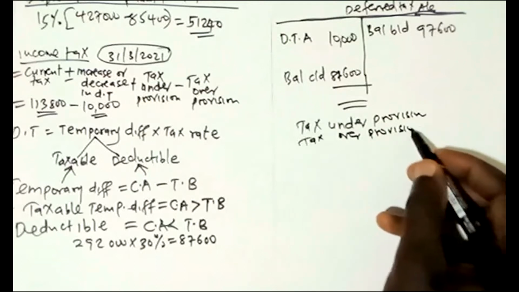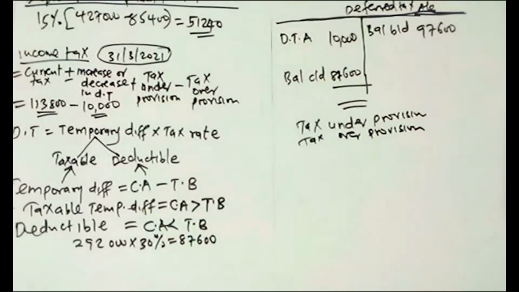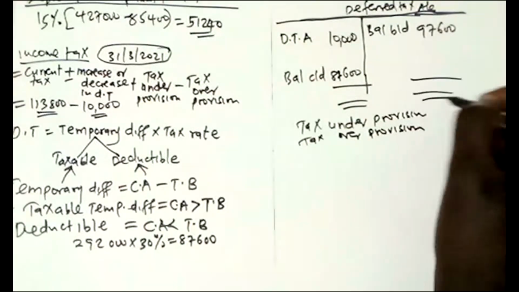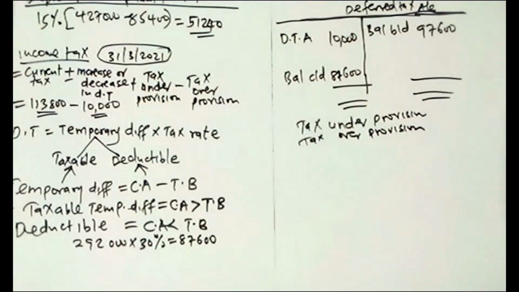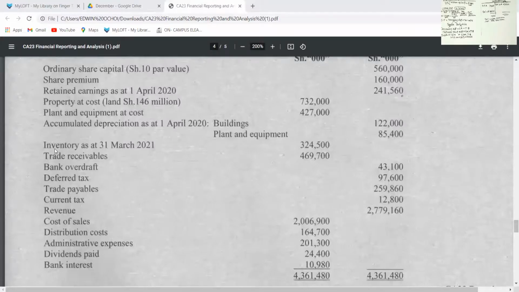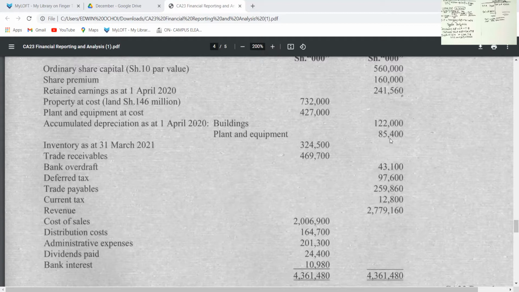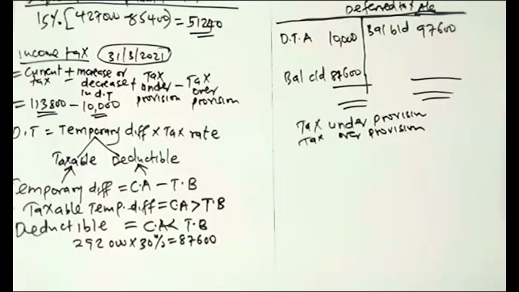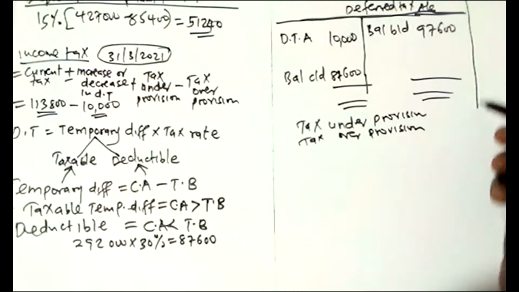They said that the balance of current tax in the trial balance represents either an over provision or an under provision. So the balance of current tax is 12,800, which is on the credit side of the trial balance.